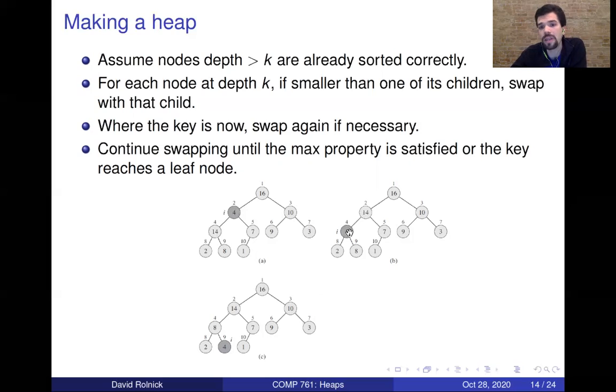But we need to keep on doing this. So we need to swap 4, in this case, with the only one of its children which is bigger than it, which is 8. And so then we have 4. Now it's 14, 8, and 4. And now we're down at the bottom, and it's good.